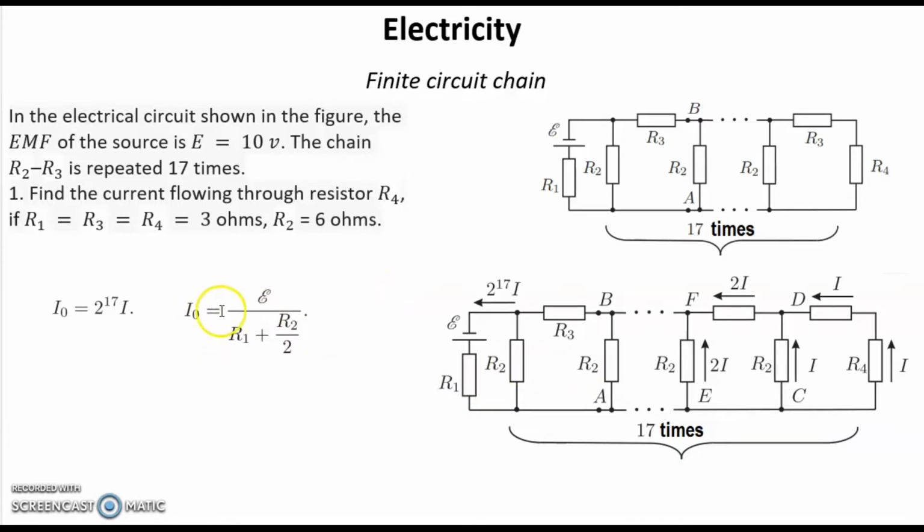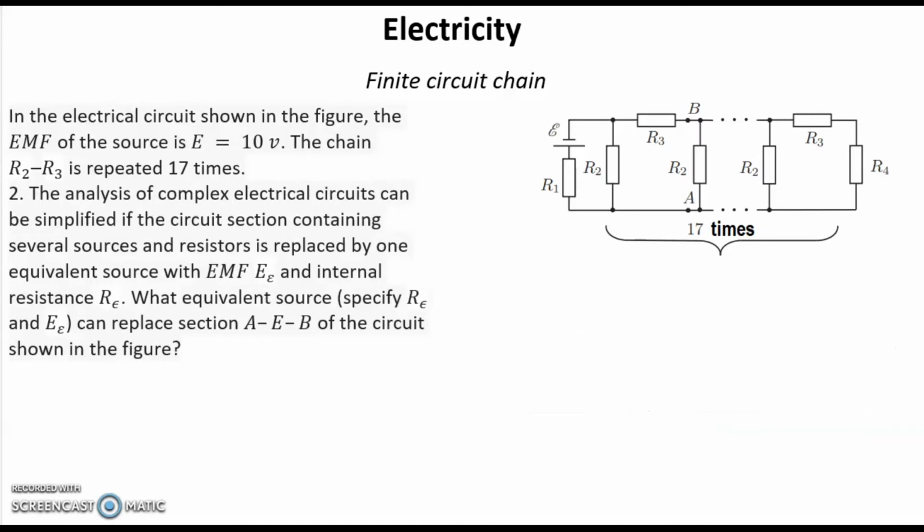By Ohm's law, the current I0 equals the EMF divided by the series connection of R1 and half of R2, or R4, which is 3 ohms plus 3 ohms. So totally the result is this one. That's the answer for the first question.